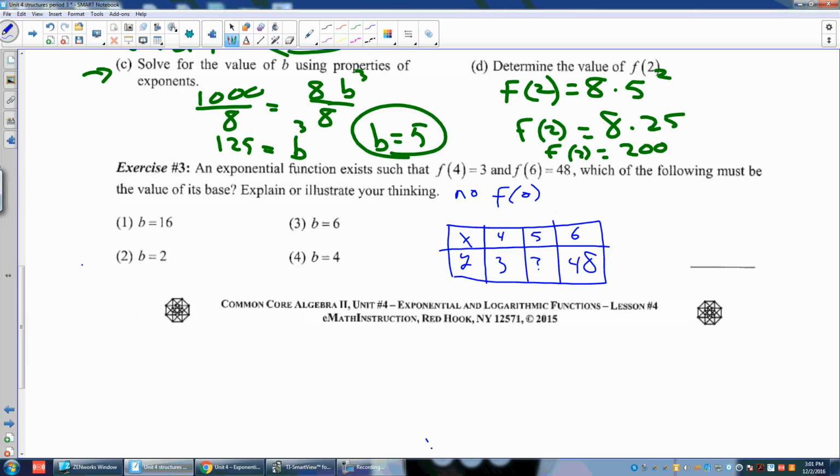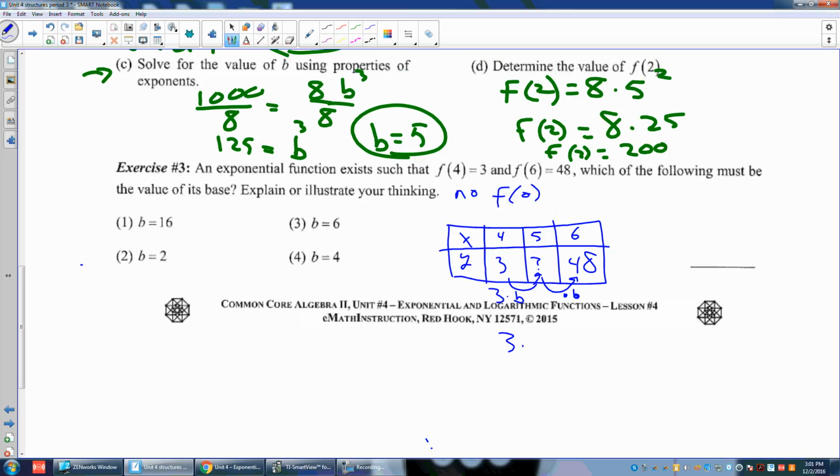Okay, here's the key to exponential functions. They increase by a factor of the base. So if we're going to go from one number to the next number, we're going to do 3 times b. And that equals the question mark right here. And then if we want to go from this to here, we have to multiply it by b again, times b.